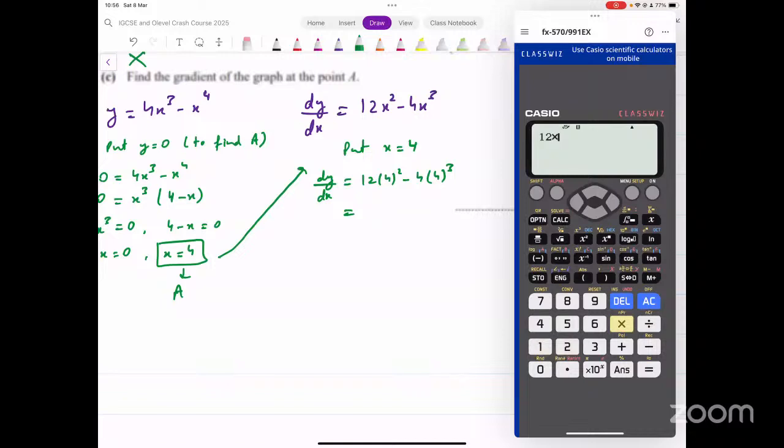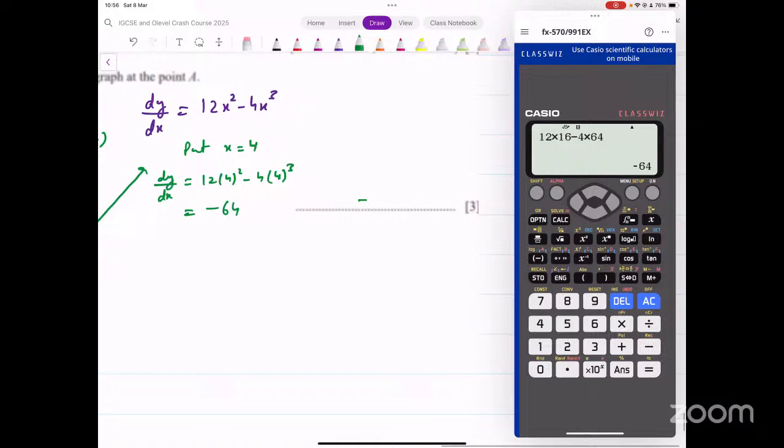12 into 4 squared, that is 16, minus 4 into 4 cubed, that's 64. You can put this whole thing on your calculator as it is as well. I'm just trying to make this quicker, since you are supposed to remember this as well, right? 4 cubed is 64. That gives me negative 64. That's the gradient of the curve at this particular point. It's minus 64, and that is our final answer.